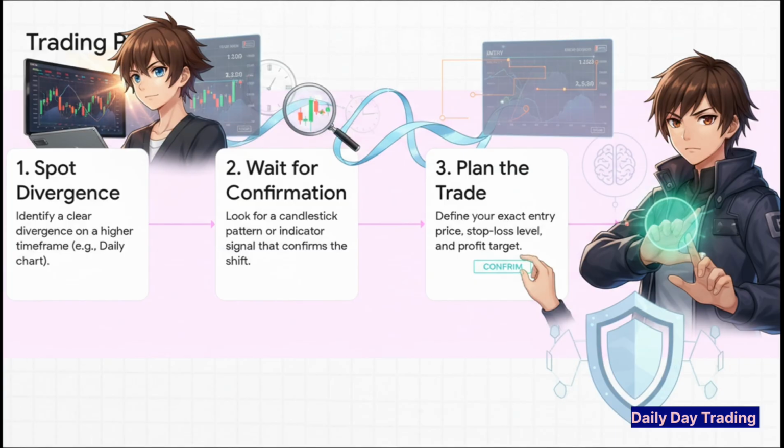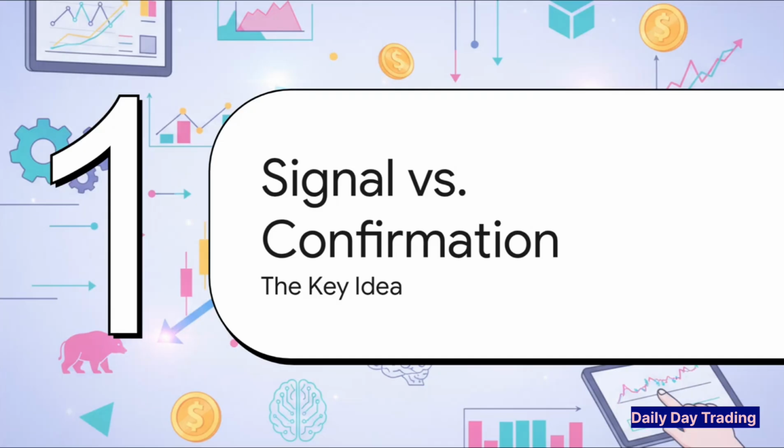Step 3. Plan the entire trade. I mean your entry, your stop loss, your profit target, all before you risk a single penny. And finally, Step 4. Execute with discipline and stick to your plan. This systematic approach, this is what separates the pros from everybody else. And that entire checklist really boils down to one single massive idea, probably the most important takeaway from this whole thing, and that is understanding the huge difference between a signal and a confirmation.